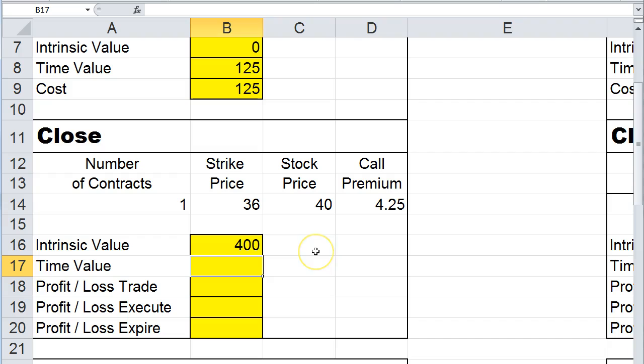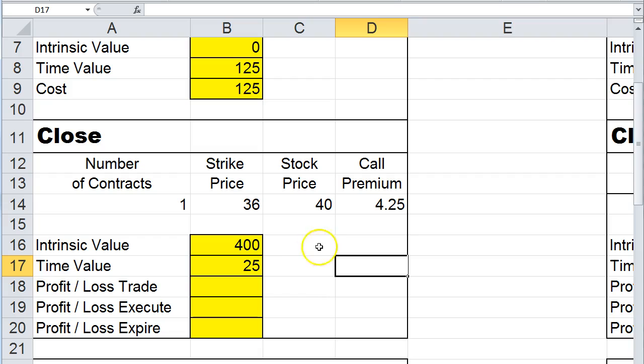Now, time value is going to be the call premium, and I'm going to multiply this by 100, minus the intrinsic value. So that means the time value is 25. Together, the intrinsic value plus the time value has to equal the call premium. These two elements, intrinsic value and time value, are what make up the call premium.